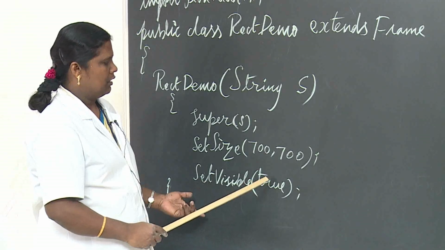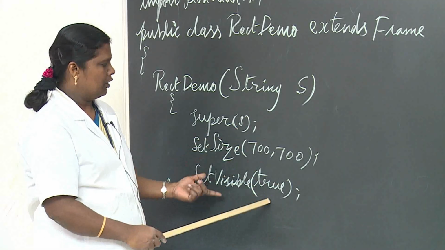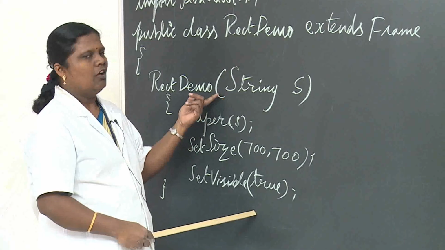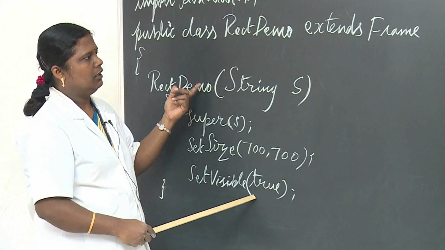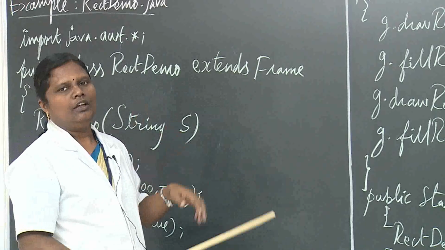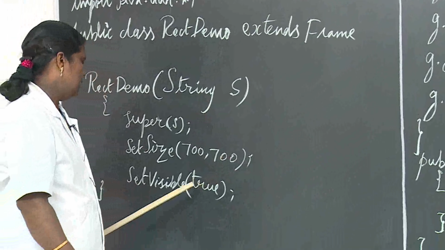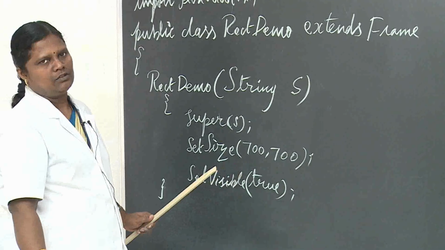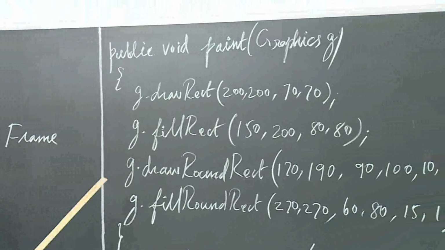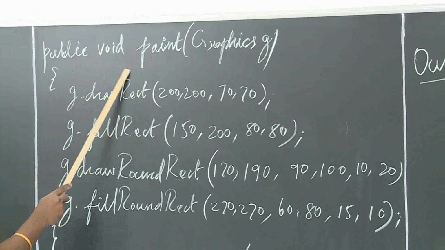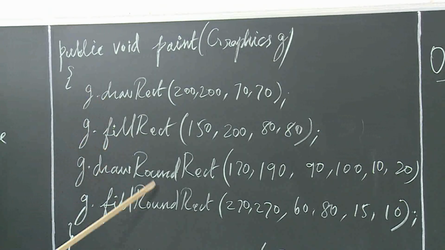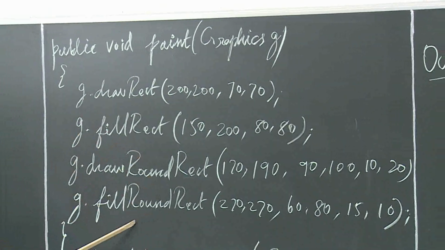So that's why these two functions are added within the constructor. For each and every constructor within the frame, whenever you use the frame window, we need to add these two functions by default: set size as well as set visible. Then we'll go for pane. This is going to enable the pixels over the frame window. So these four functions I have already written.